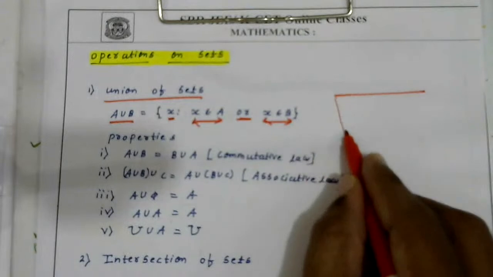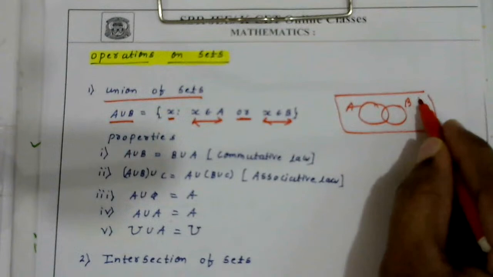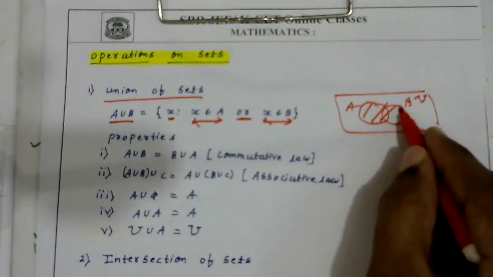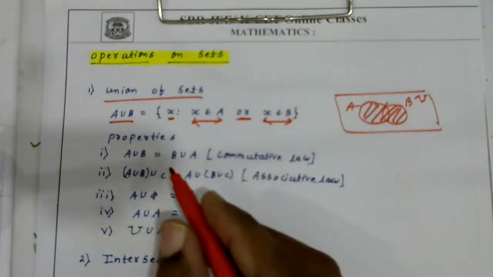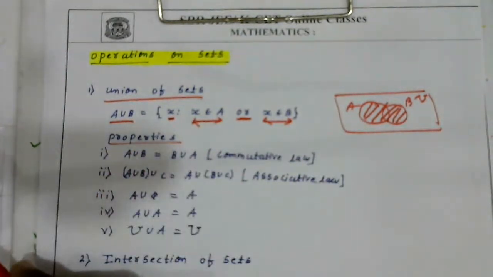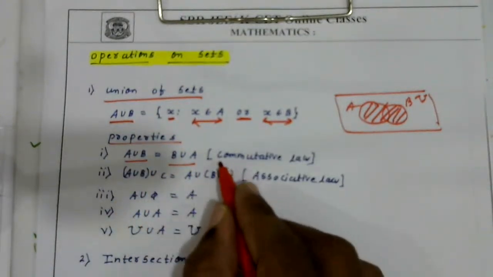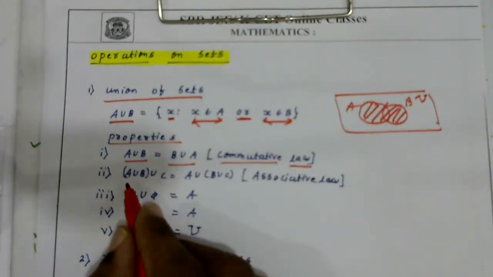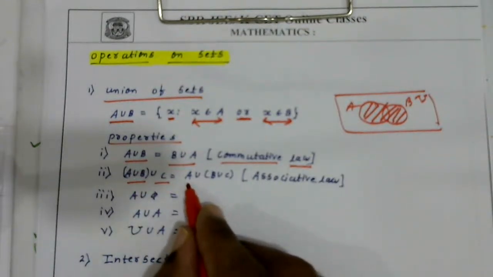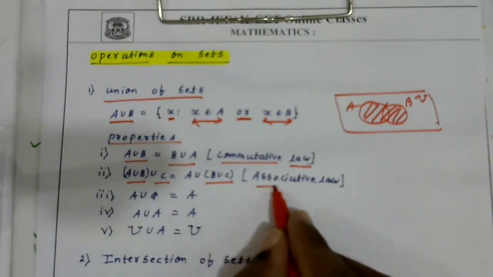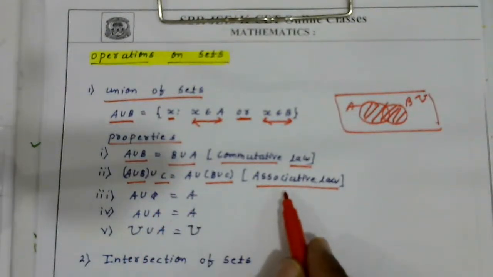And if you see the Venn diagram, the total A union B part, this is your A, B, and this is the universal set. So all elements present in either A or B, that is A union B. And what are the properties related to A union B? A union B is equal to B union A, that is, it satisfies the commutative law. And A union (B union C) is equal to (A union B) union C, that is your associative law. So union satisfies the associative law.